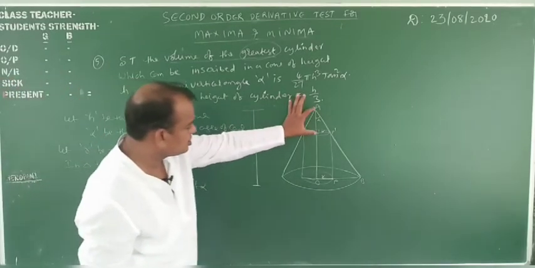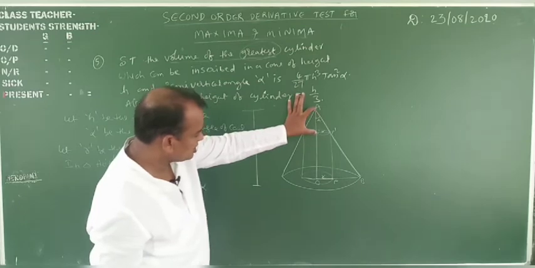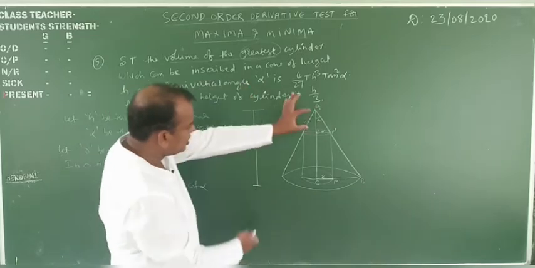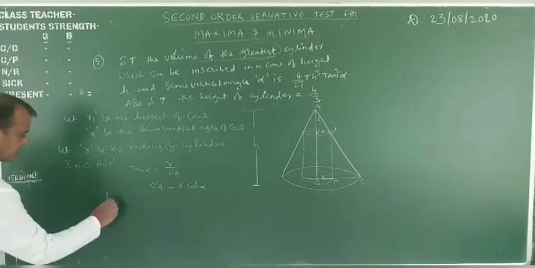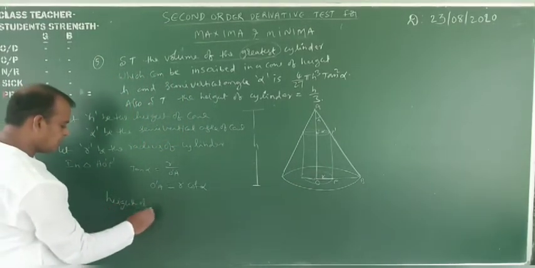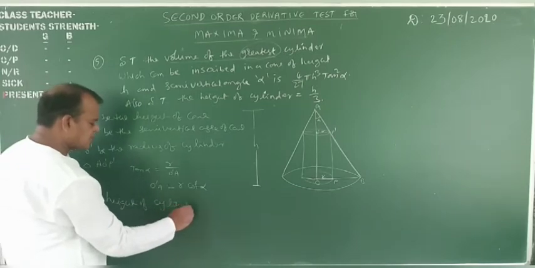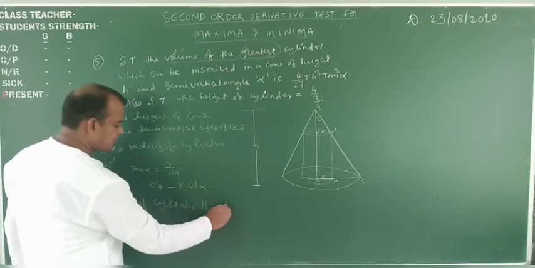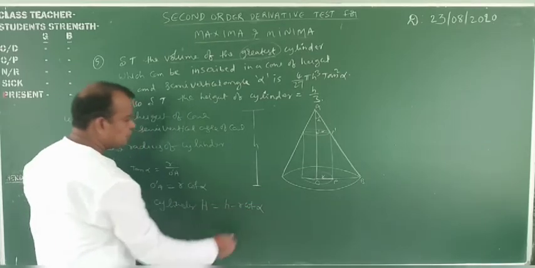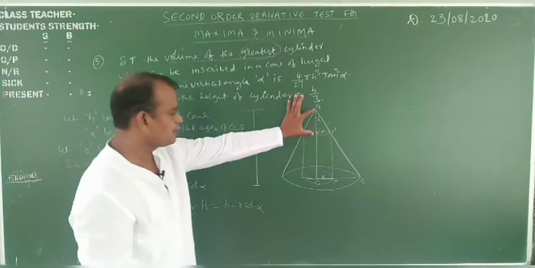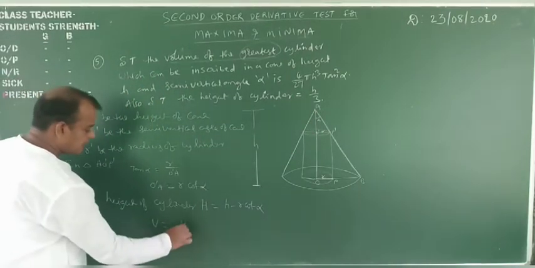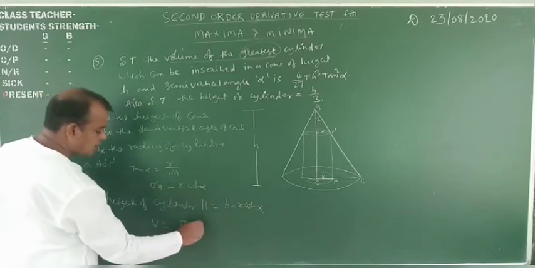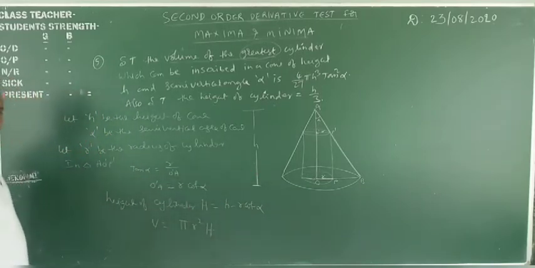This length is r cot alpha. Total height is h. What about this height? It is h minus r cot alpha. Therefore, the height of the cylinder, capital H, is equal to h minus r cot alpha. Total height is h, and you subtract this one. Now the volume of the cylinder is pi, radius r square, height H, pi r square H.